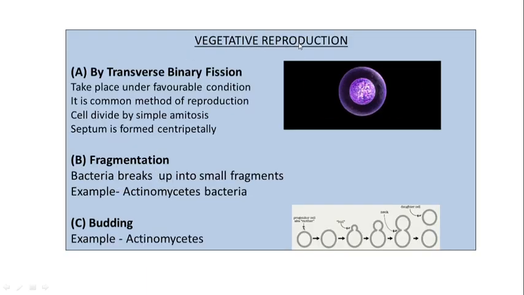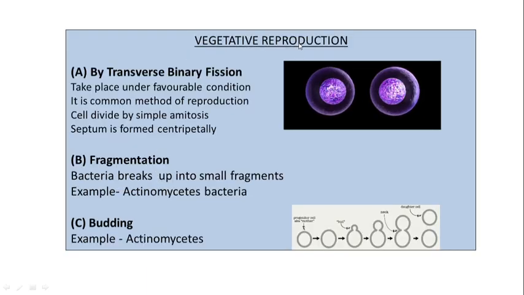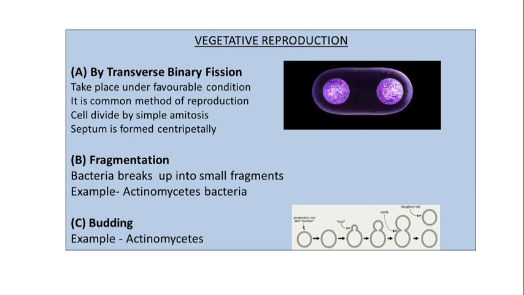Vegetative reproduction doesn't involve any kind of mixing of genes. It basically means a simple cell splits into two. Binary fission takes place under favorable conditions. It is a common method of reproduction in bacteria. A cell divides simply by mitosis, a septum is formed in between, and they just divide.